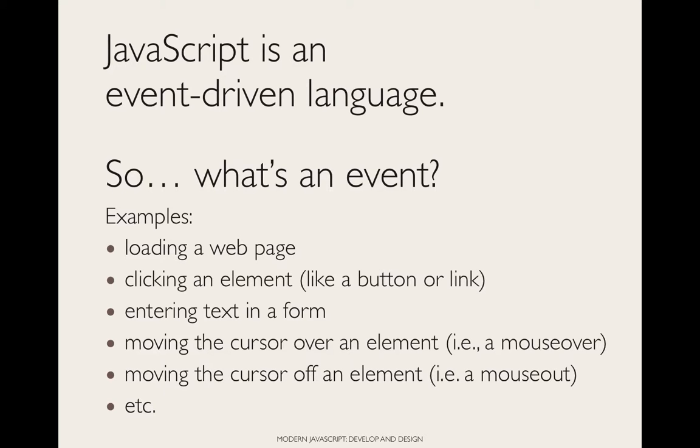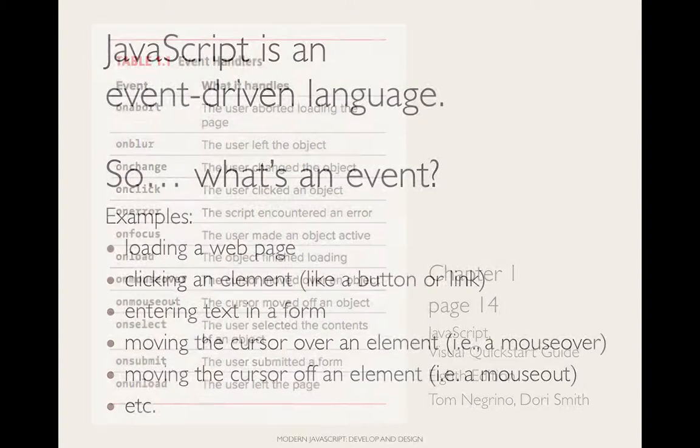So JavaScript is an event-driven language. So what's an event? It's basically loading a web page or clicking an element or editing a text in a form. Basically, it's things a user does. And the implication there is you, as a programmer, do not have control. The user is in control, and you're responding to events. You're not creating events so much as responding to them.